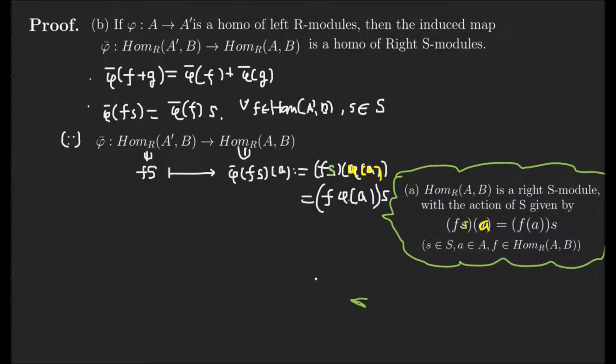Check this property. And again, by the definition of the Hom set, we can also check directly using the diagram, f(phi(a))s, for all a in A. So because for all a in A this equation holds, we can say our desired result: (phi f)s.